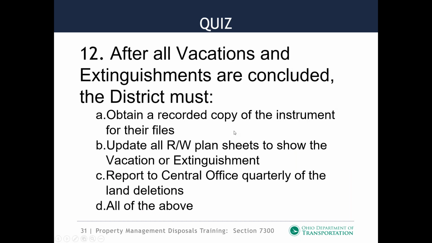Number 12. After all vacations and extinguishments are concluded, the district must... Everybody's saying D, like dog. D is correct. You would obtain a recorded copy of the instrument for your files, update all right-of-way plan sheets to show the vacation or extinguishment, and report to central office quarterly of the land deletions.